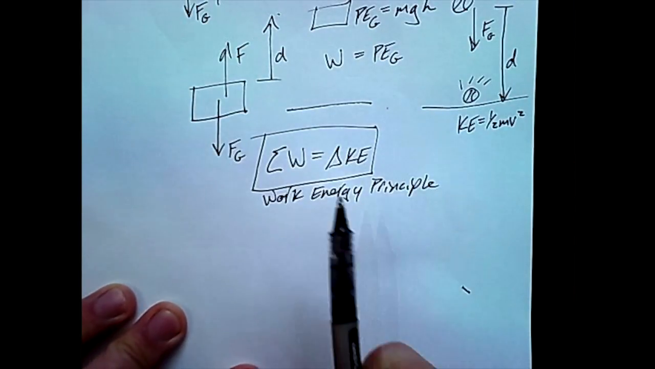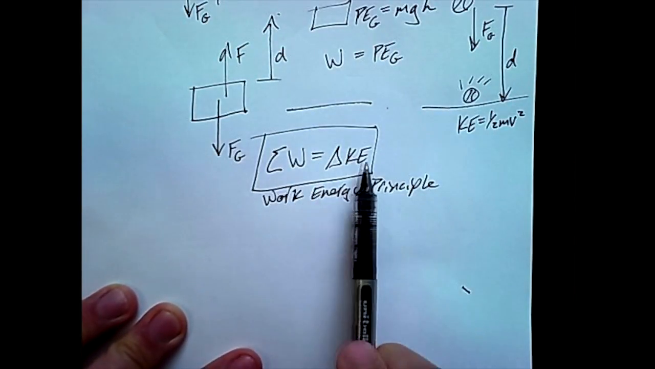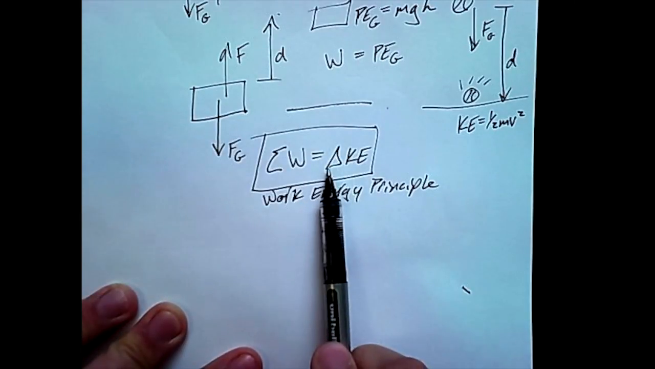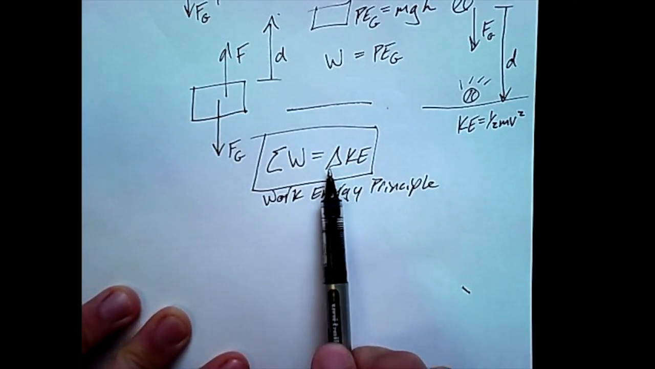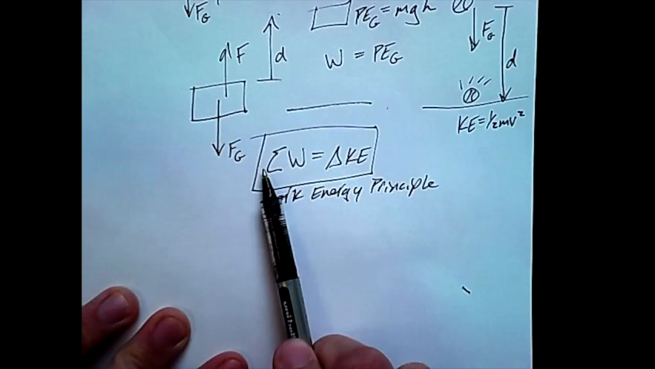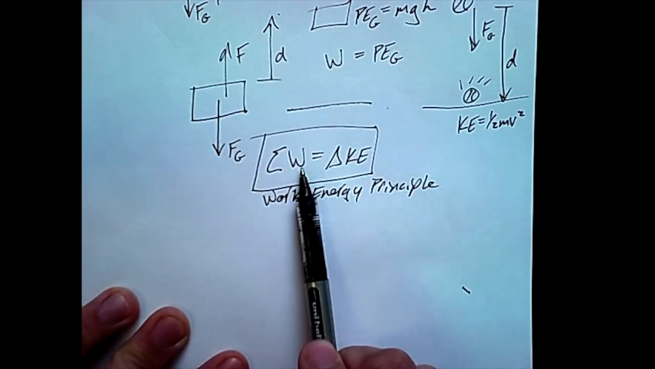And this becomes very useful for a variety of systems where changing velocity, changing kinetic energy, can be described as a function of the force applied on it while that object moves through a physical displacement. In other words, the work.